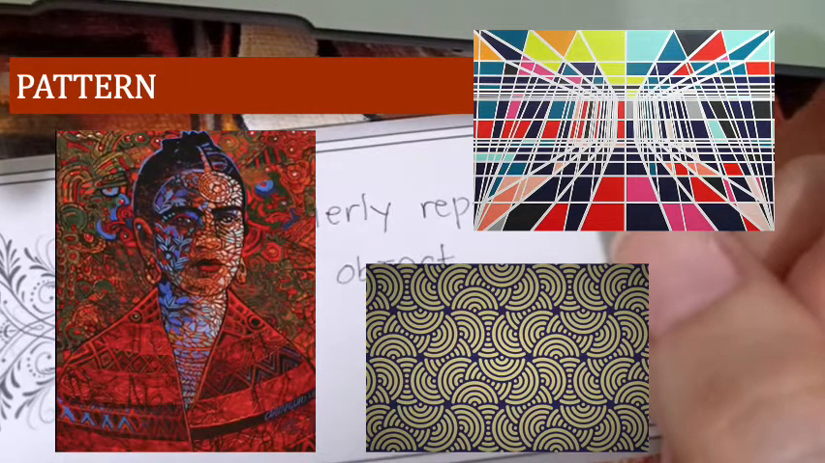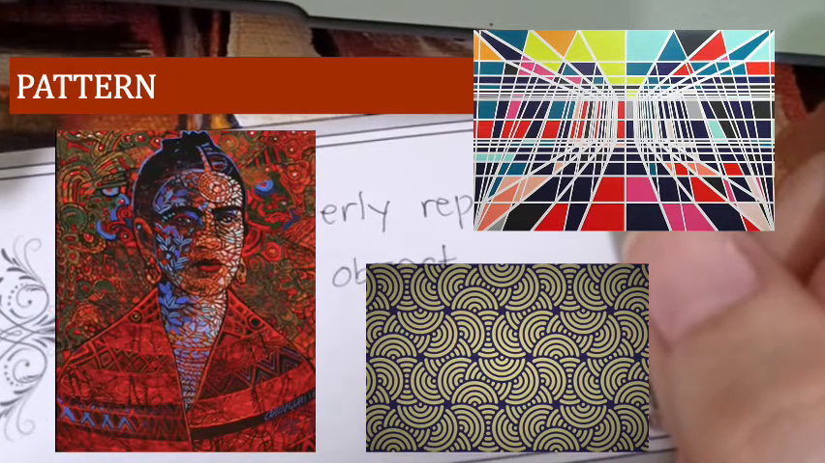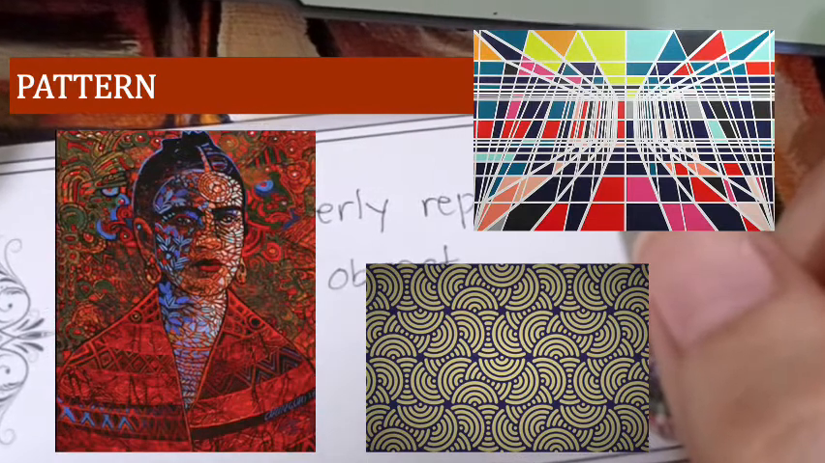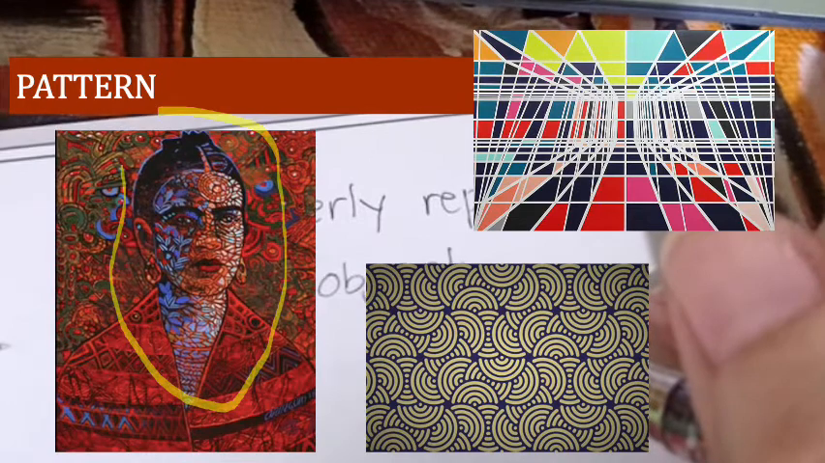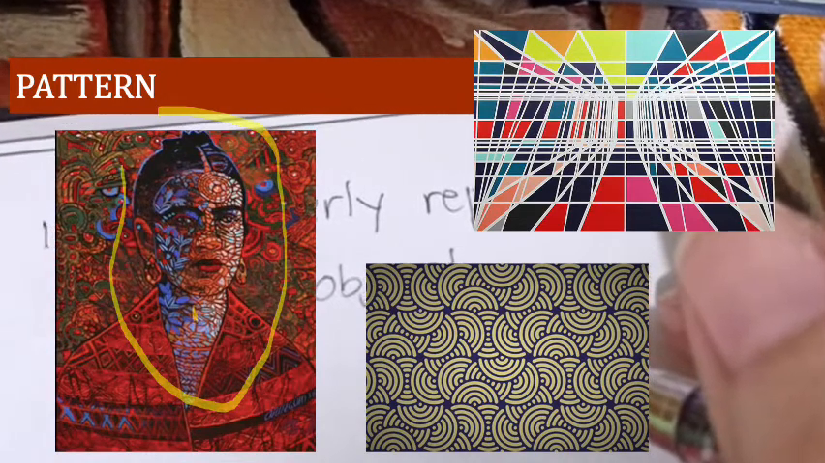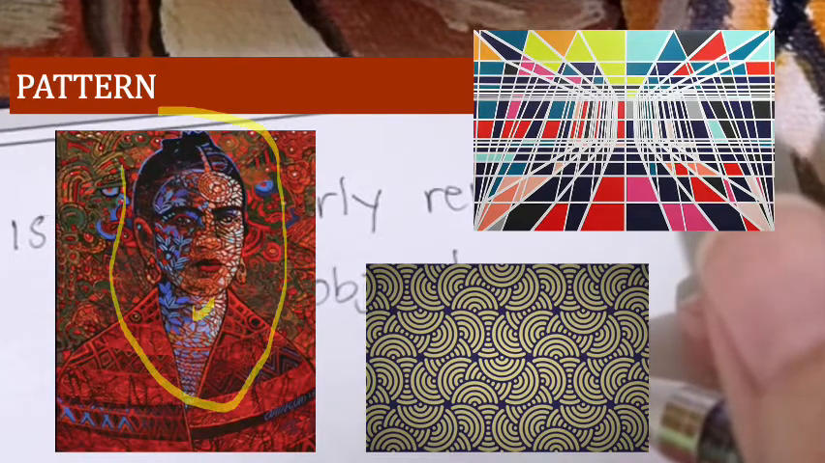Sometimes artists use this pattern within a shape, as you can see here in this example. So within the shape of a woman are patterns. These are the patterns the artists use. Okay?